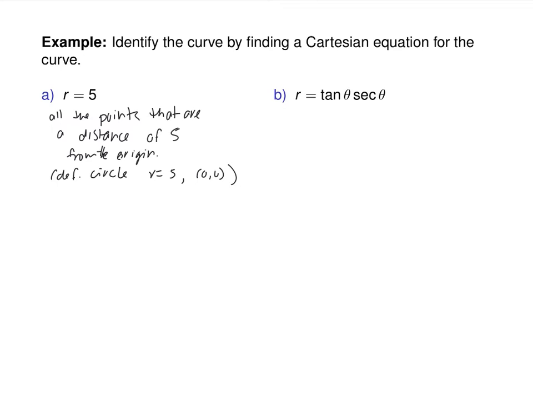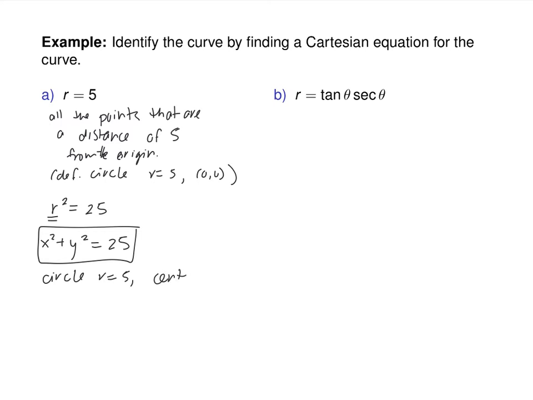And here's how you can prove to yourself that that's true. If r equals 5, r squared is 25. And we know that r squared is x squared plus y squared. So that is indeed a circle with radius 5 and center at the origin.